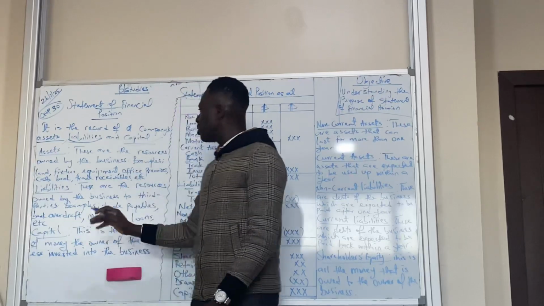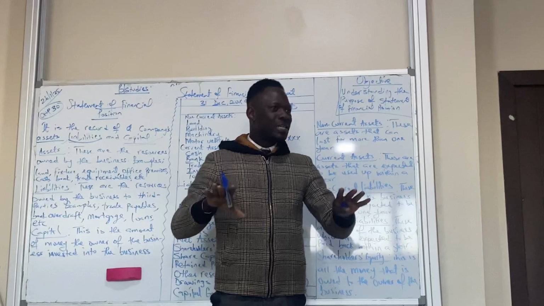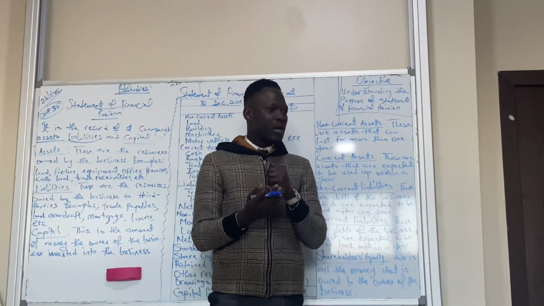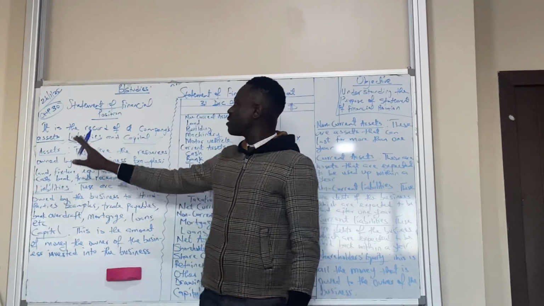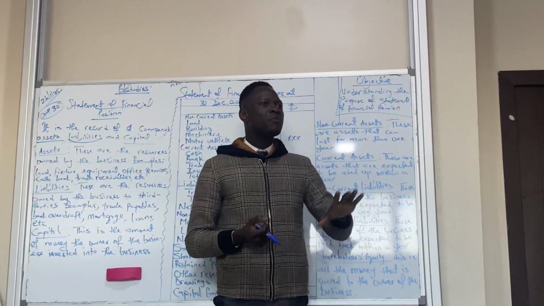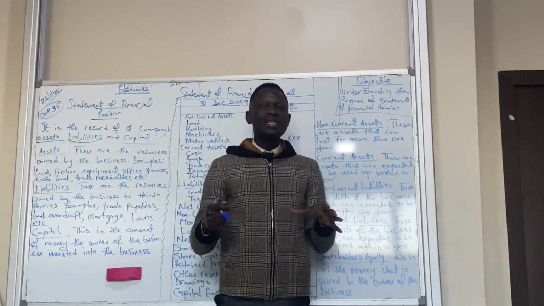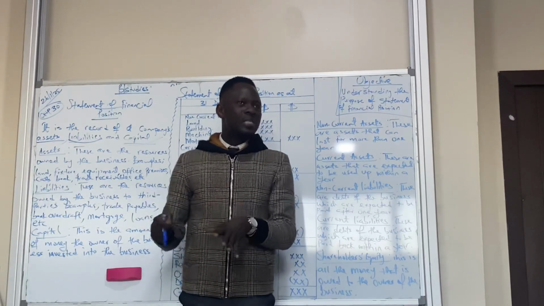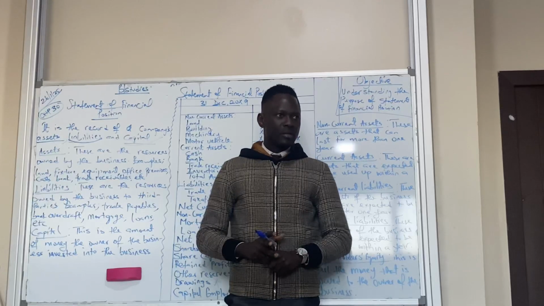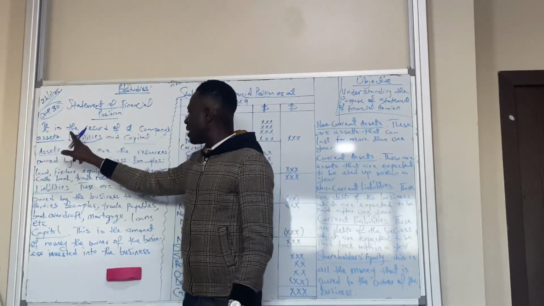So for us to know how big or small our business is, and how we're going to be able to pay our loans and whatever we have, we get to know through the statement of financial position. When we are calculating our profit, we use the statement of profit or loss and other comprehensive income. But when we want to know the worth of the business, we use the statement of financial position. Are you with me? Okay, so like I wrote earlier, it's the record of the company's assets, liabilities, and capital.